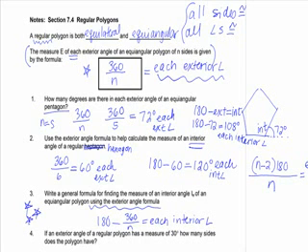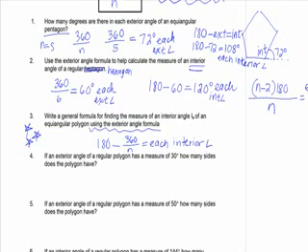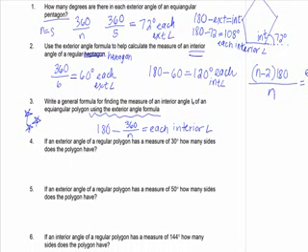All right. So now let's use these formulas, and we can see how we would use it on a test. In number 4, if an exterior angle of a regular polygon has a measure of 30, how many sides does it have? It wants us to work backwards. So use the exterior angle formula, which is 360 over n. But now we're going to set it equal to 30 degrees.